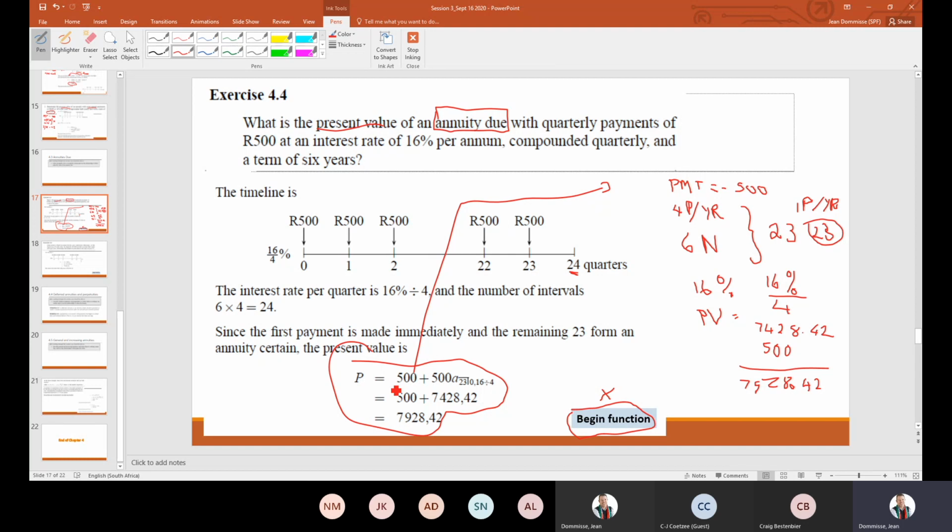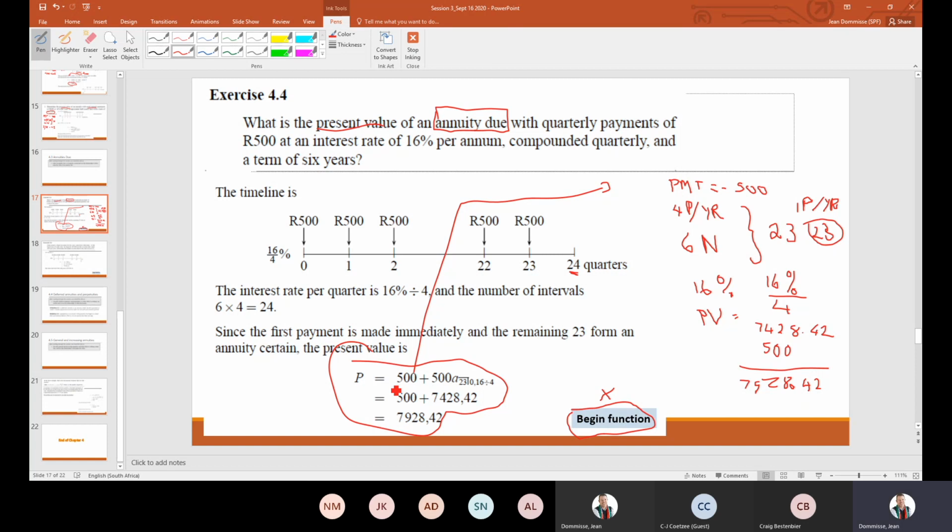Okay, so we can use the begin function because it is an annuity due. Greg, your calculator, I assume, also has the begin function, but is it also second function begin or something like that you need to press? Yep, that's correct. Okay, cool. So I think the calculators are very much aligned in this principle of how to do it.